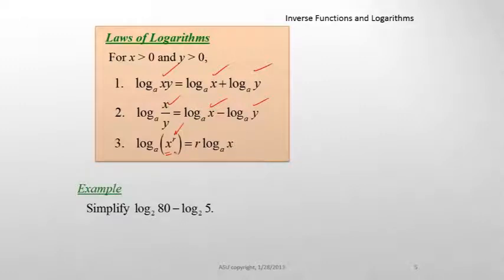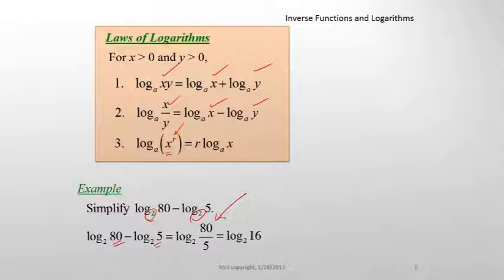So for example, if I wanted to simplify log base 2 of 80 minus log base 2 of 5, I notice a couple of things. The first is that since I'm subtracting, and I have the same base, I could do what to the actual arguments? You can divide them. Divide them. And so this gives us log base 2 of 16.